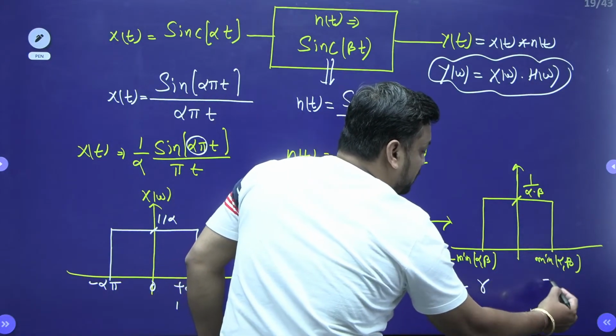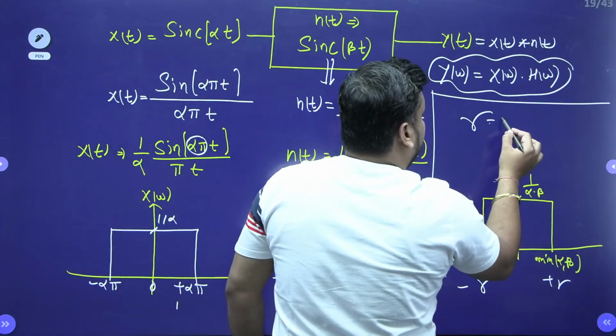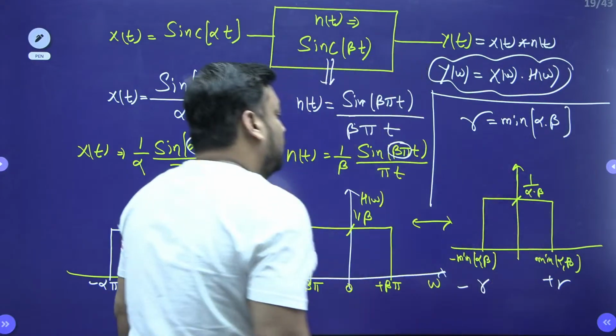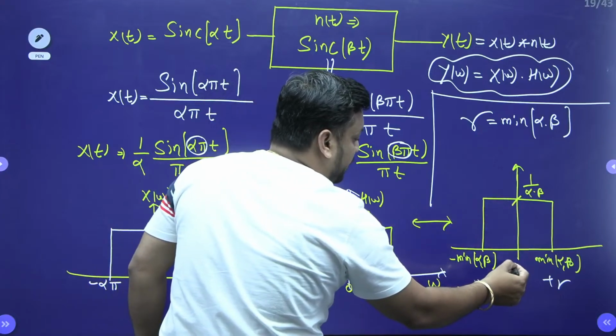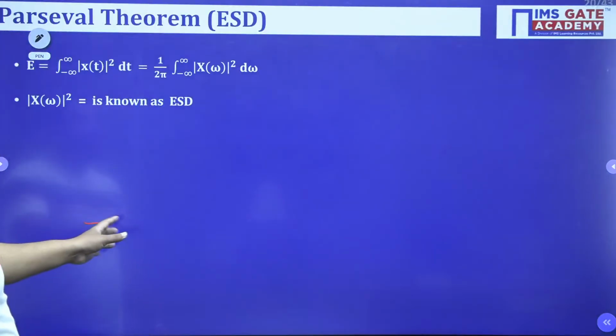Minus gamma to plus gamma, and I will define my gamma value as the minimum of alpha and beta. Then ultimately, can I write this inverse Fourier transform? It will also give me the Sinc form only. So what is the answer now?